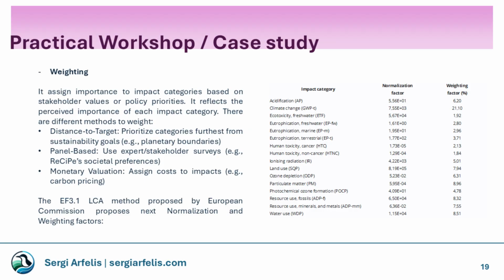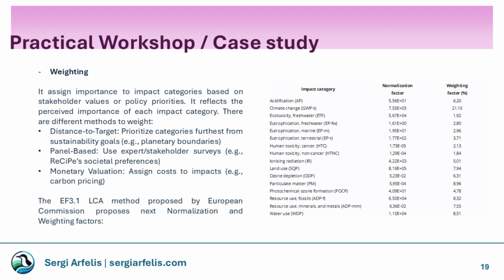Weighting is a crucial step in life cycle assessment that assigns relative importance to different impact categories based on stakeholder values or policy priorities. This process helps translate technical results into actionable insights by reflecting which environmental issues matter most in a given context. There are several methods for weighting. Distance to target. This method gives higher priority to impact categories that are furthest from meeting sustainability goals, such as planetary boundaries. Panel-based. Here, expert or stakeholder surveys are used to determine societal preferences for each impact, as seen in methods like ReCiPe. Monetary valuation.